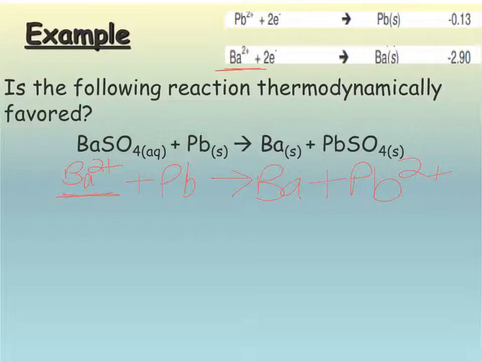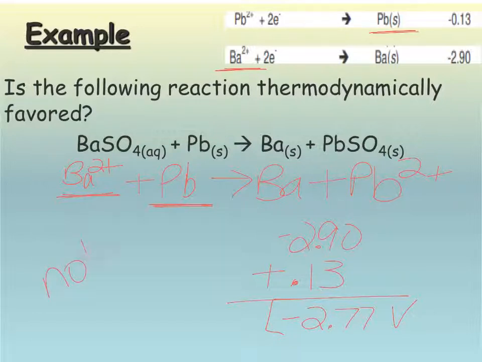So we do not need to flip the value. We have negative 2.90. And then we have lead solid in the reactants. Up here it's in the product, so we flip it: 0.13. We add those together, and we get negative 2.77 volts. Since it's a negative E cell, that means this is not favored.